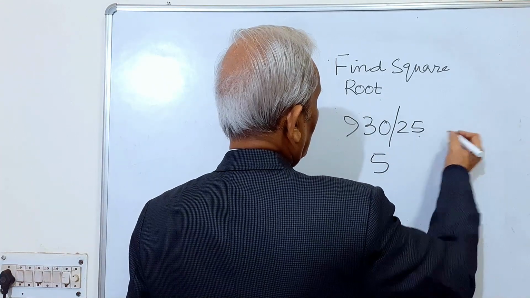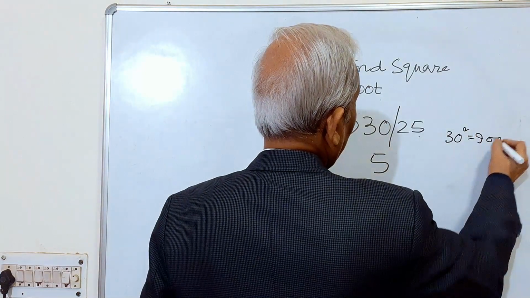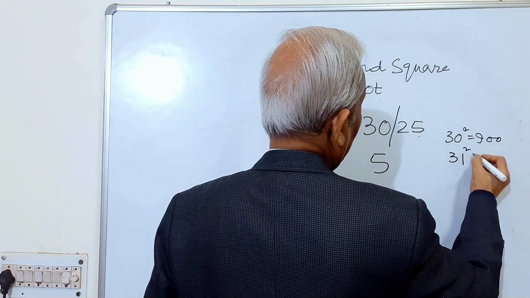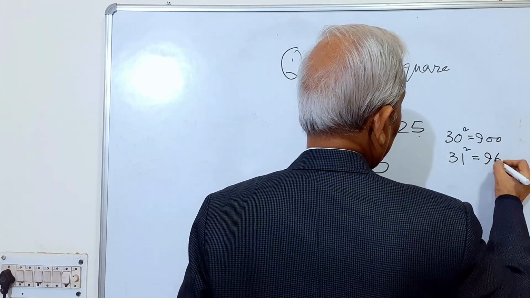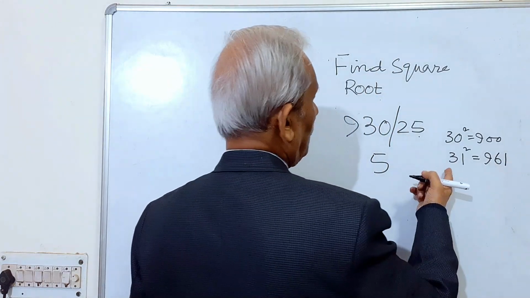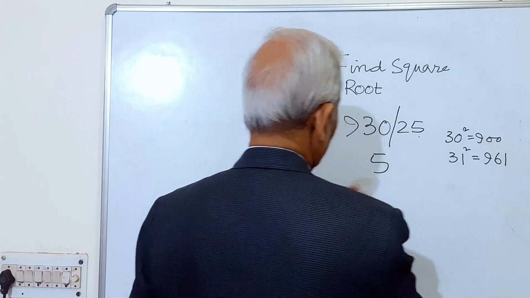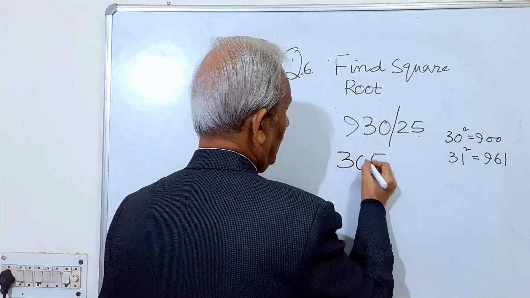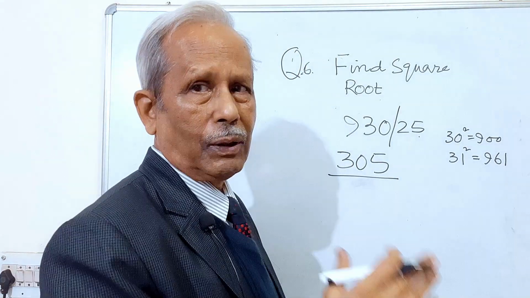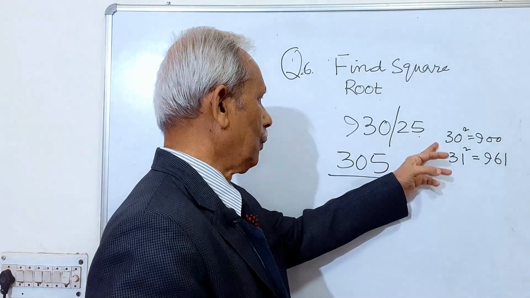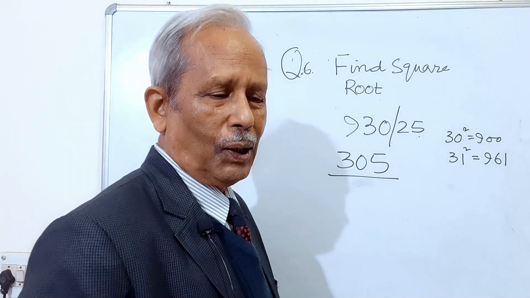930. So how do you find out? 30 square is 900 and 31 square is how much? 31 square is 961, right? So it cannot become 31, it will become 30. There is no other option, it will become 30 here, and the answer is 305. The square root of 93025 is 305.